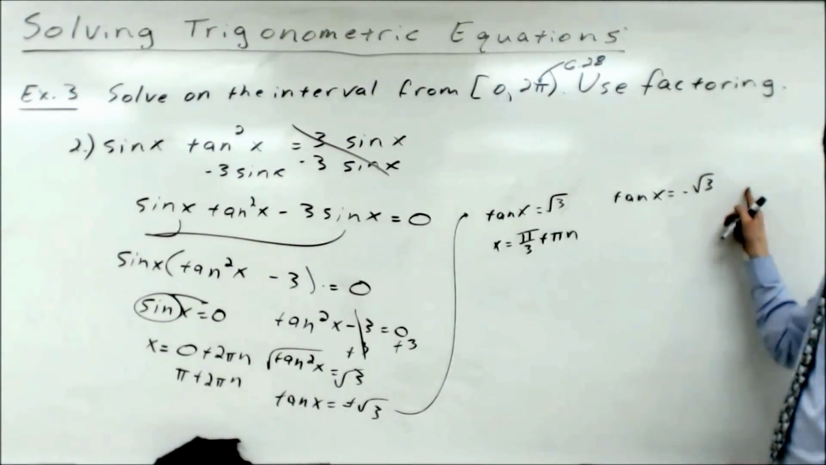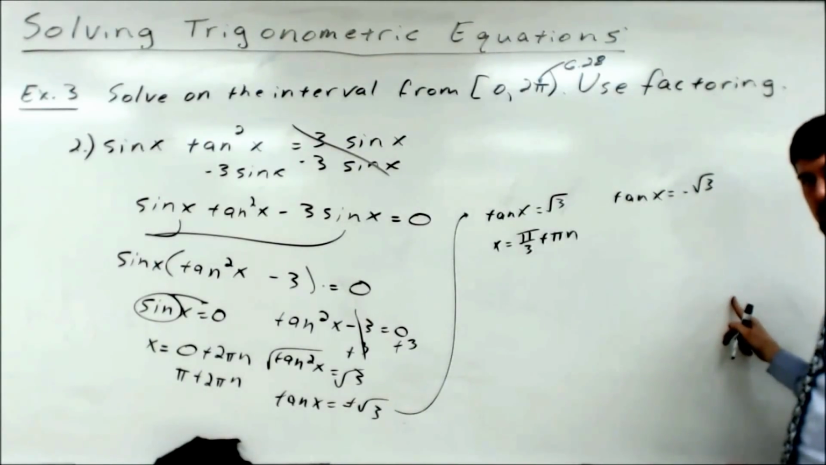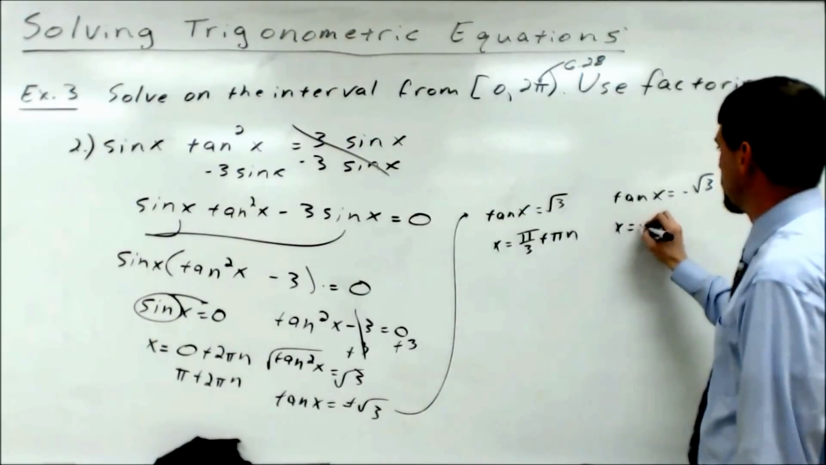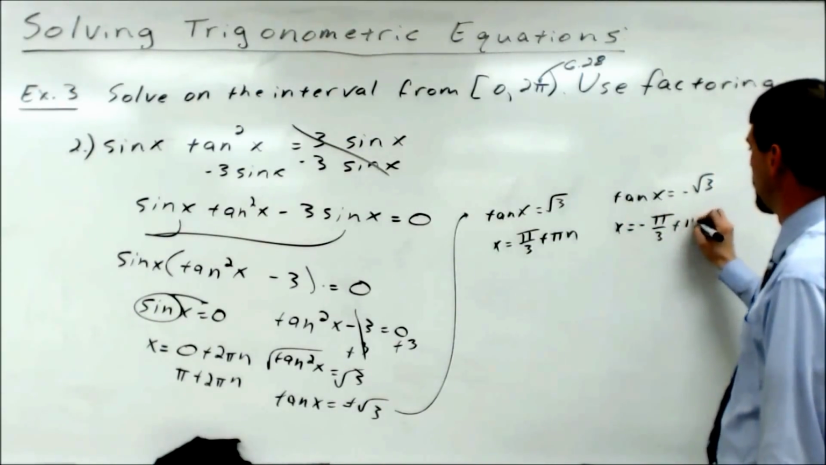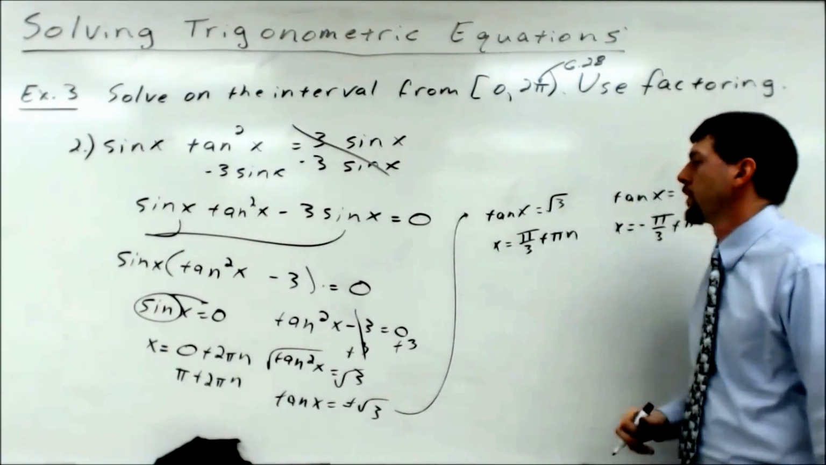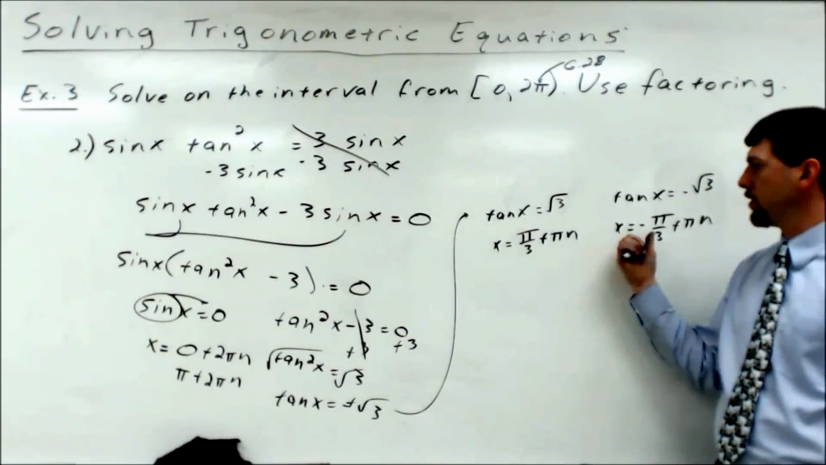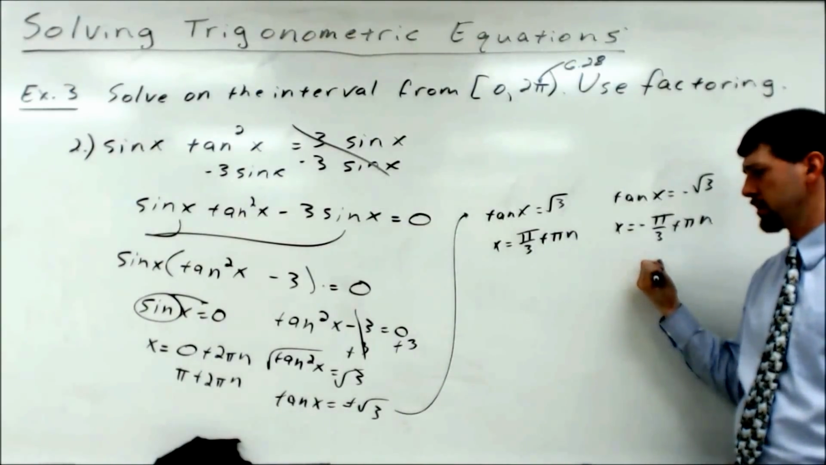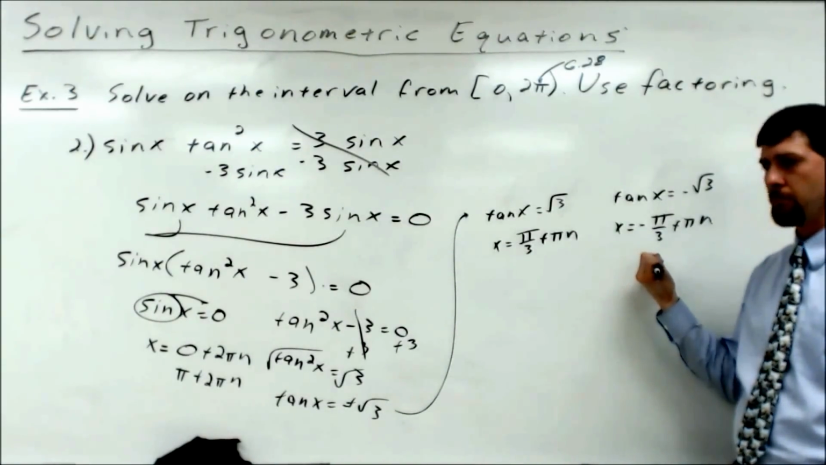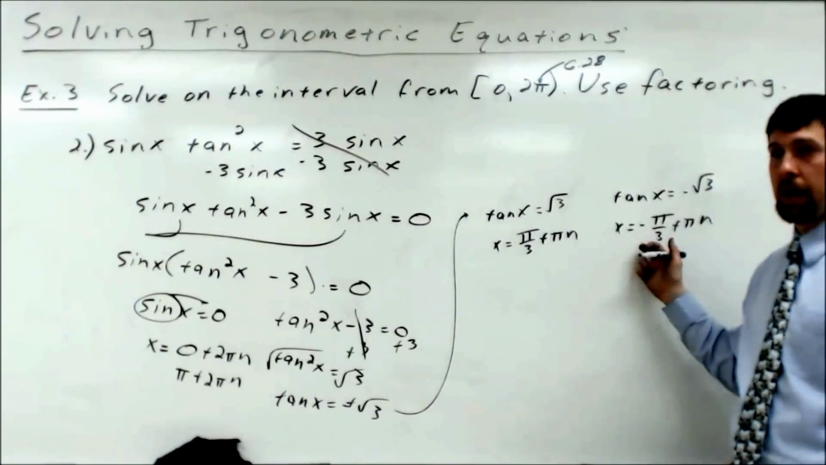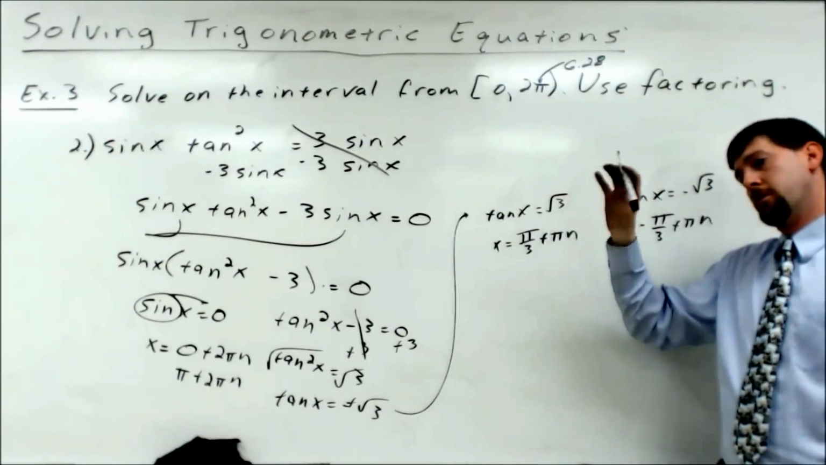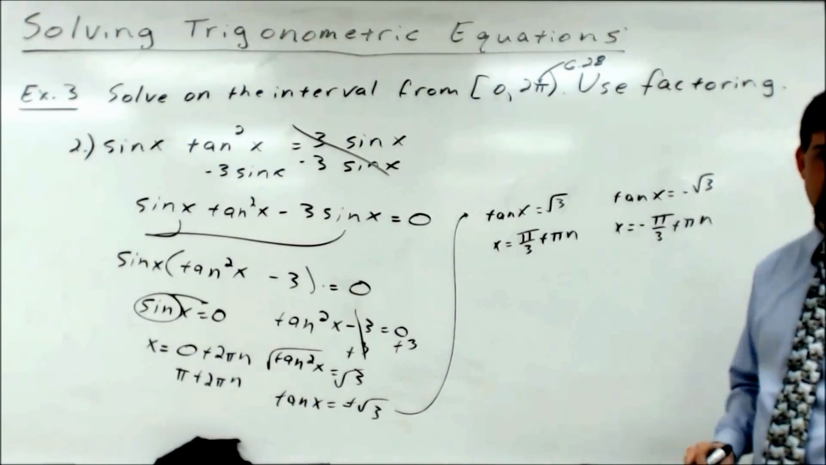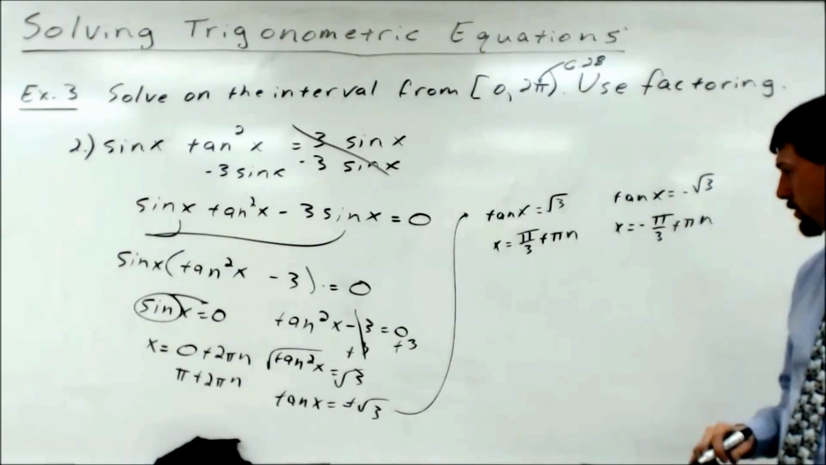And then opposite is negative square root of 3, so that's going down. So that would be negative 60 degrees. So x equals negative pi over 3 plus pi n. Now, instead of using negative pi over 3, I could have used 5 pi over 3. That's the quadrant. That's equivalent to that. It's one full rotation in the other direction.